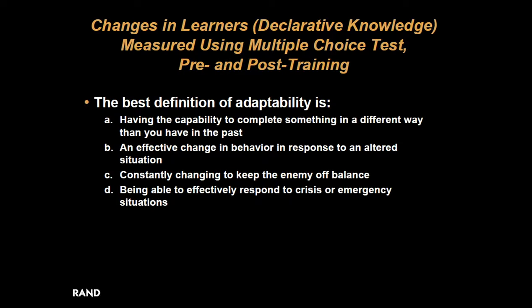And then in terms of the changes in learners piece of the model, one type of measure looked at declarative knowledge, knowledge about the content or the subject of adaptive performance or adaptability. So we gave a knowledge test at the beginning of the course and then at the end of the course. 30 items. Here's an example of one of those items.